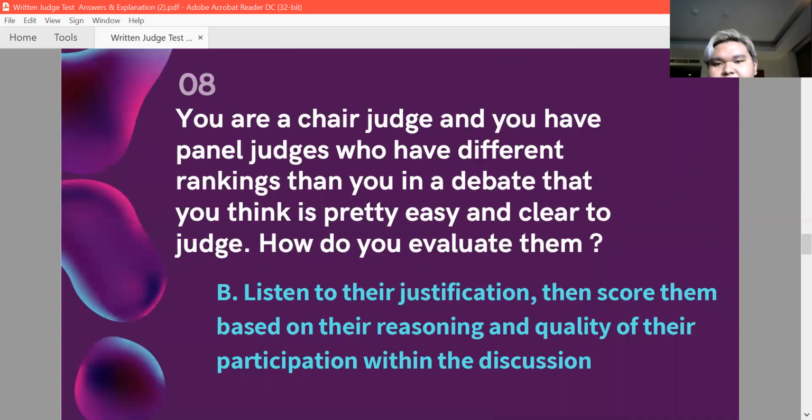All right. Question number 8. You're a chair judge and you have panel judges who have a different ranking than you in a debate that you think is pretty easy and clear to judge. How do you evaluate them? I think this incident happened. The options are A, score them based on the variance. The more the initial rank differs from yours, the lower they should be scored.